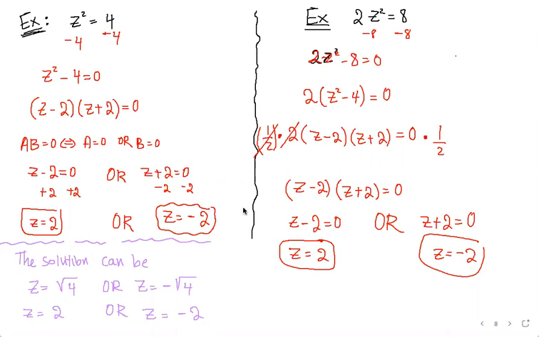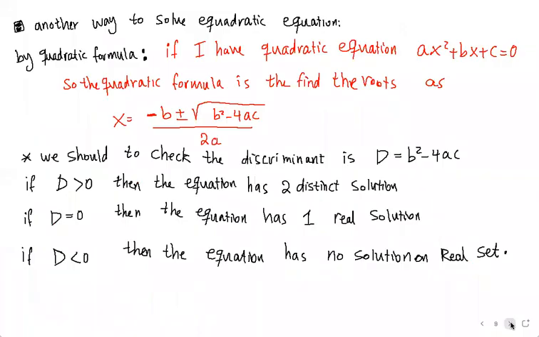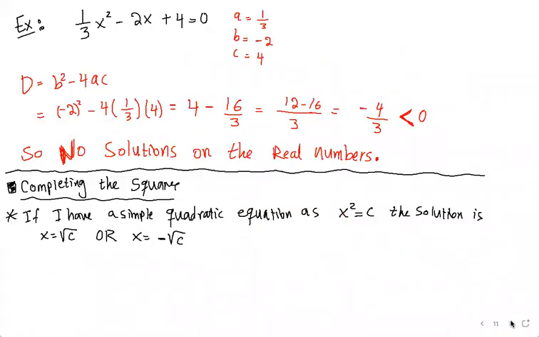Makes sense? Because this is a simple quadratic equation. Any simple quadratic equation, I can use this property. Now, go back here. So I talked about this property. Now, how to complete the square?